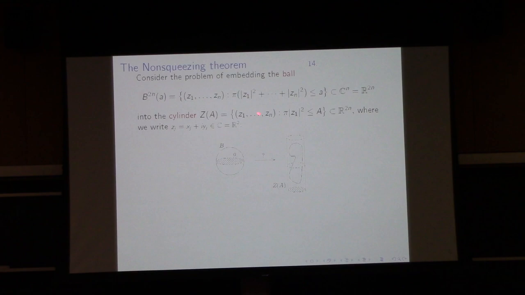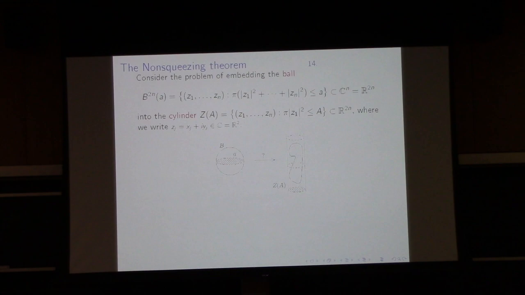Then I write it down a bit. So you've just put a restriction on the first pair of coordinates. So it's a two-dimensional disk tied to Euclidean space. And then you ask, when can you embed the ball into the cylinder, preserving the symplectic structure? That's what you're interested in.